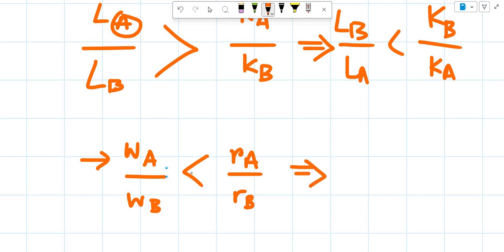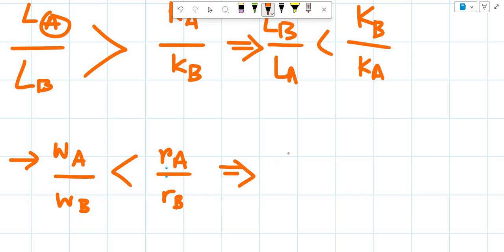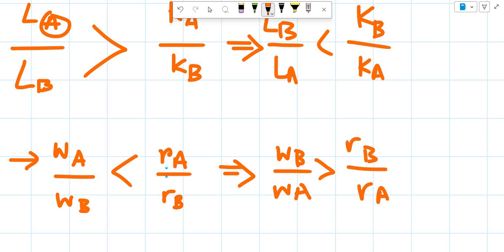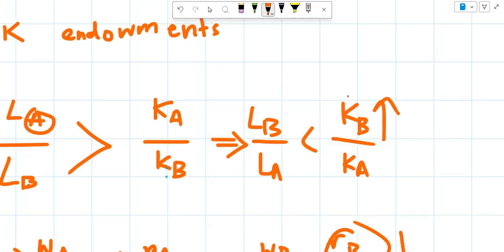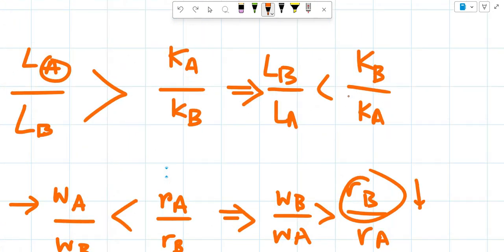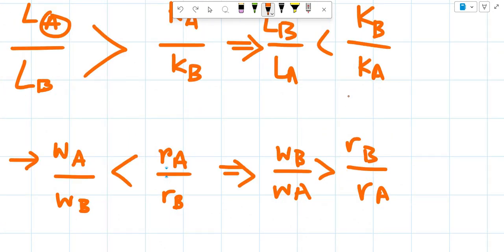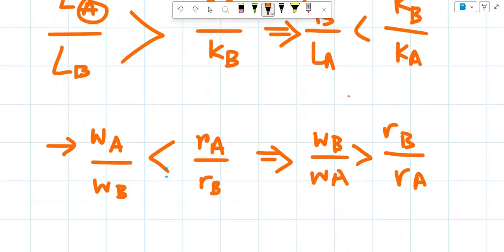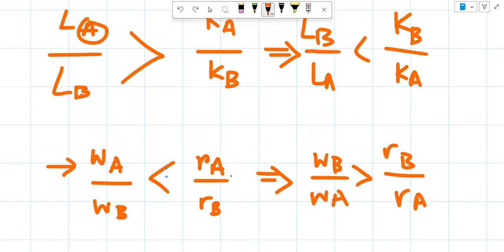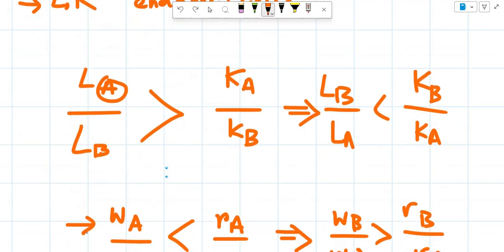And similarly, if we take the reciprocal, then we'll have WB by WA is greater than RB by RA. See, RB is less. If RB is less, it means KB has to be high, which again satisfies the concept that B is capital abundant, part of the theorem. So, this is basically the physical definition concerned with the Heckscher-Ohlin model.